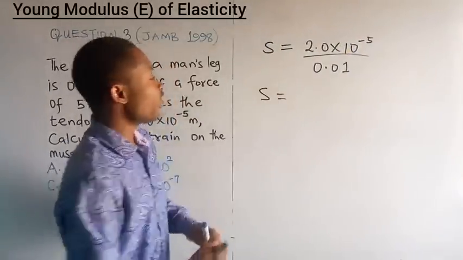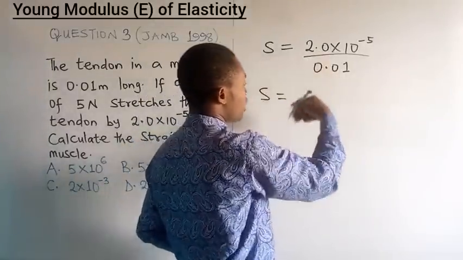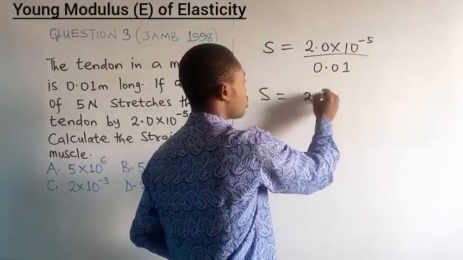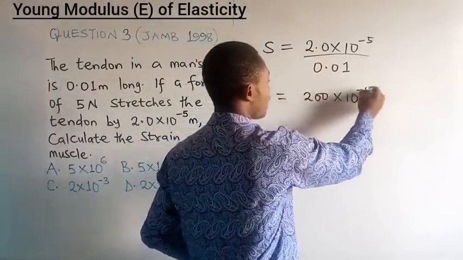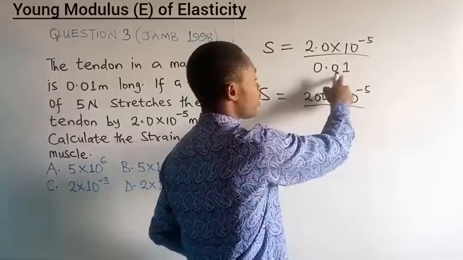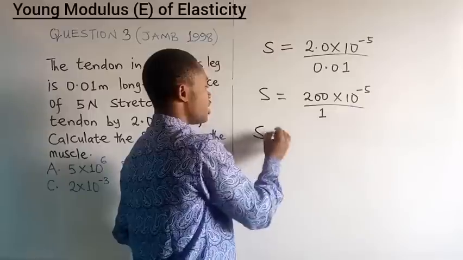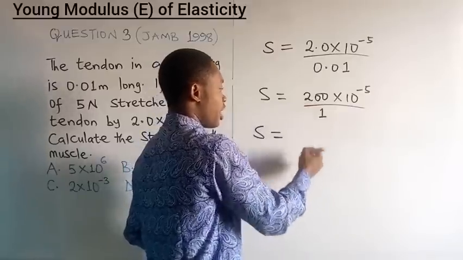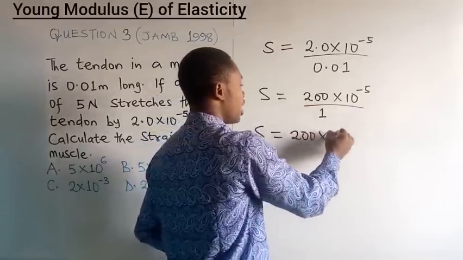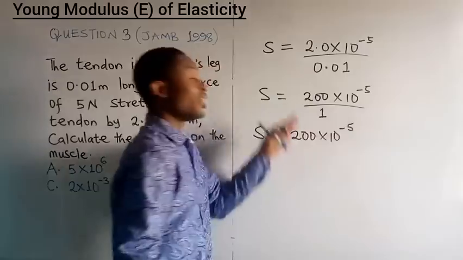Now let us move on. If I multiply this 2.0 by 100, I'm going to get 200, times 10 to the power of minus 5. Multiplying this 0.01 by 100 is going to give me 1. So you see that the strain is now 200 divided by 1, which is the same as 200 times 10 to the power of minus 5.